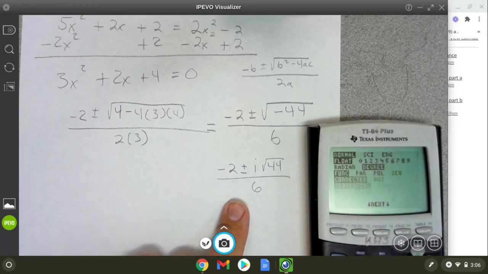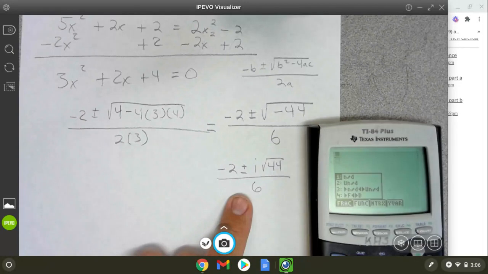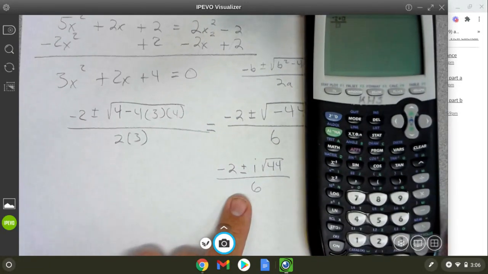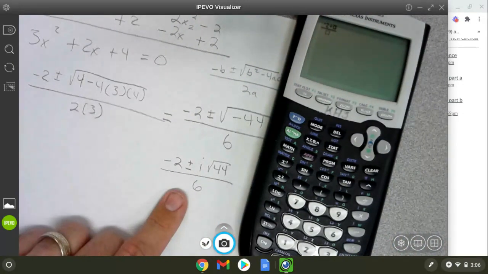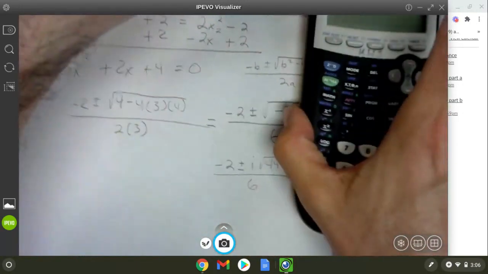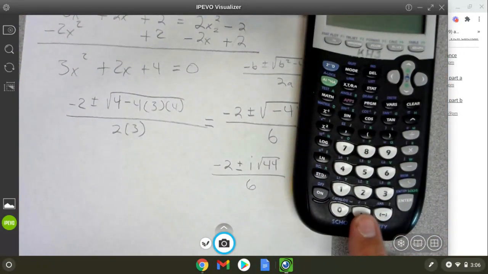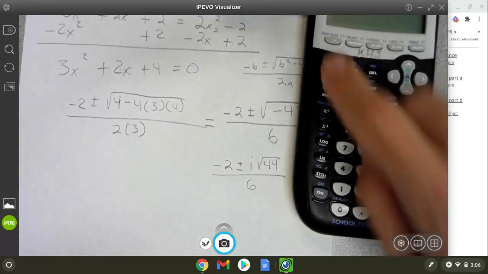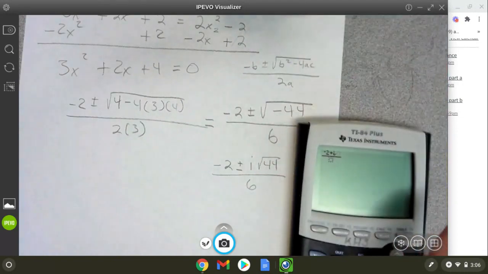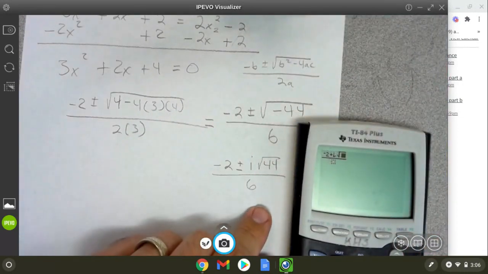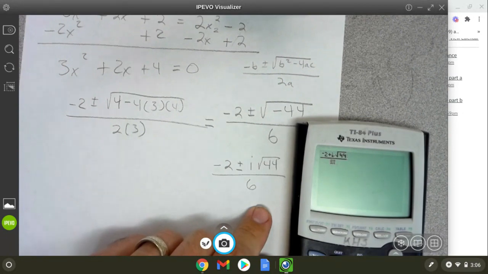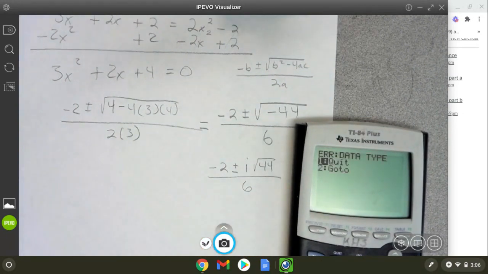So, like mode, make sure that you are in complex number mode right here. Press enter, then you can quit. But if you were to do the alpha y equals, I'll just type it in so you see. Oh yeah, I haven't showed you where the i is. It's right here where the little decimal is. You do second, and then that one. Root 44. And this is going to be a problem. You got an error data type.